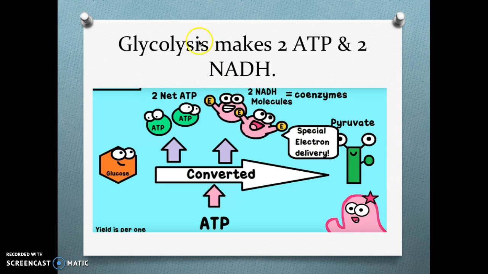The video you watched also highlighted that it makes 2 ATP and 2 NADH. So you're starting with glucose, and you're getting a net gain of 2 ATP and a net gain of 2 NADH molecules. And NADH are just these molecules that hold electrons, and they carry them all the way to the electron transport chain, because that's where they're going to be used later. So they're really, really important.